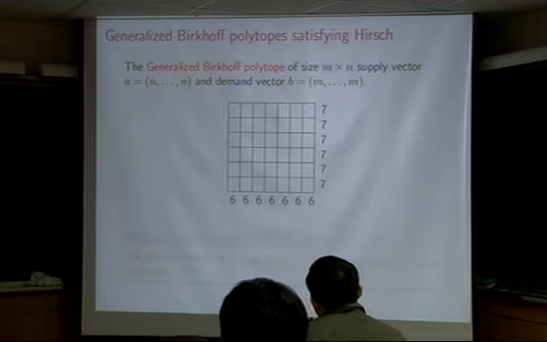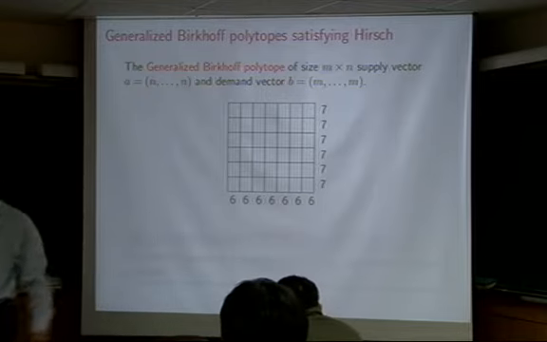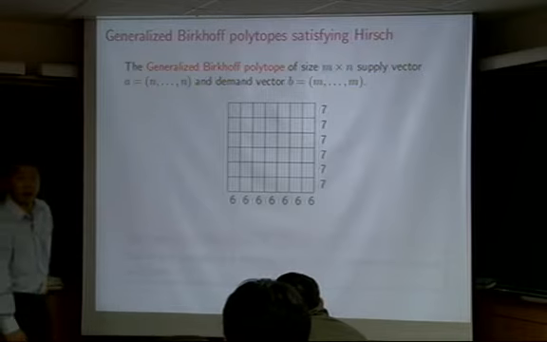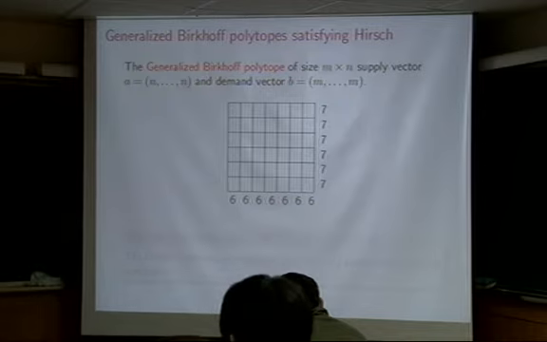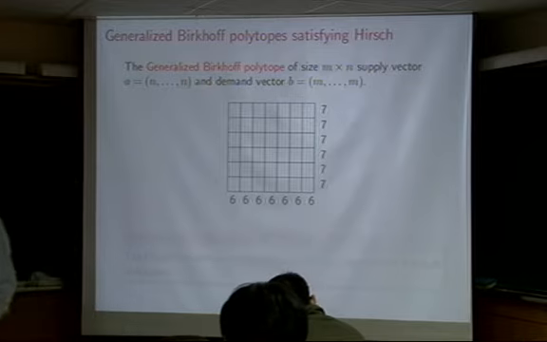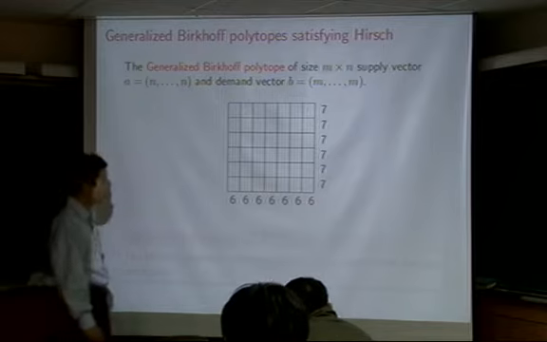So what is a generalized Birkhoff polytope? We saw a Birkhoff polytope, right, where M and N are the same, and the values of the supply and demand vectors A and B should be constant. It's the same story here, but now M and N are not the same. Okay? So for example, I think you see in this picture a 6 by 7 generalized Birkhoff polytope. Okay, so this is a special classical transportation polytope.